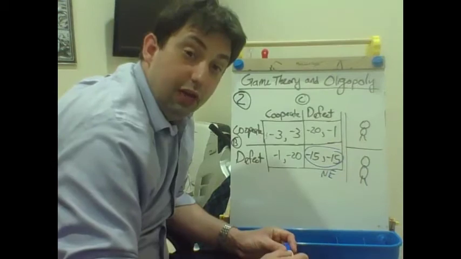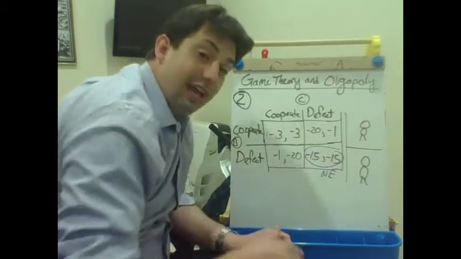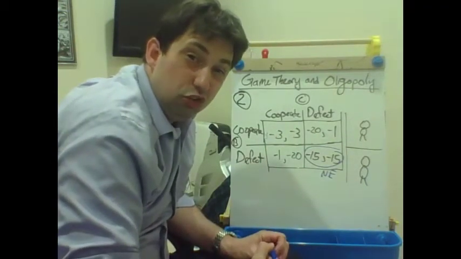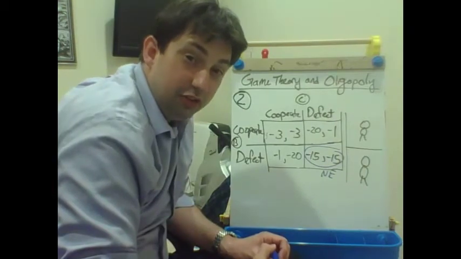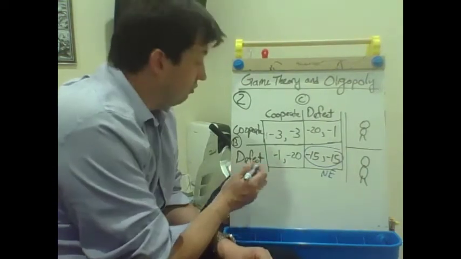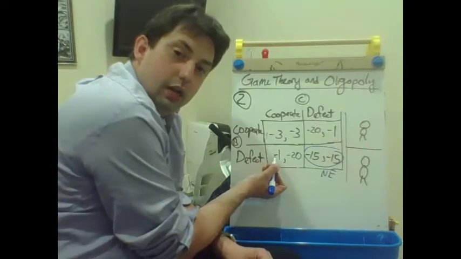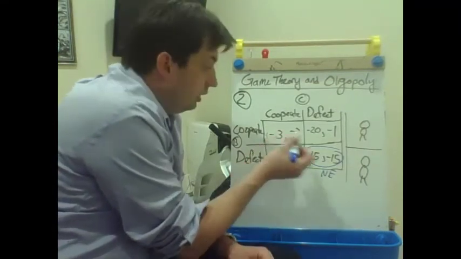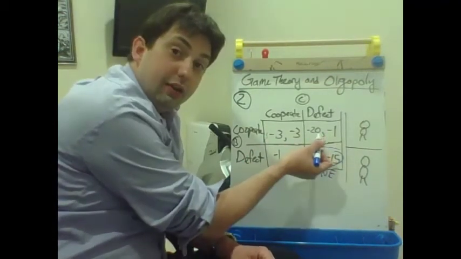Well, they both turn on each other. Not only is defect a Nash equilibrium, defect is also the dominant strategy in each case. Right? Defect is the dominant strategy. -1 is greater than -3. -15 is greater than -20.